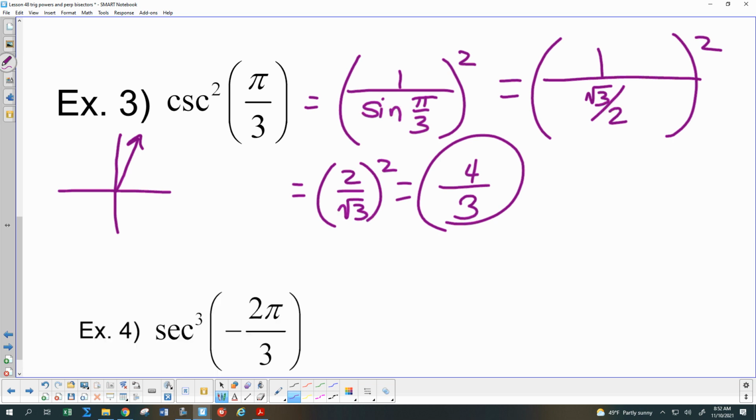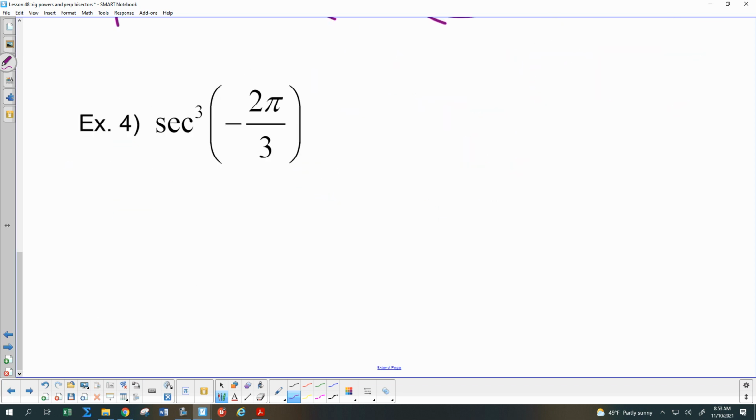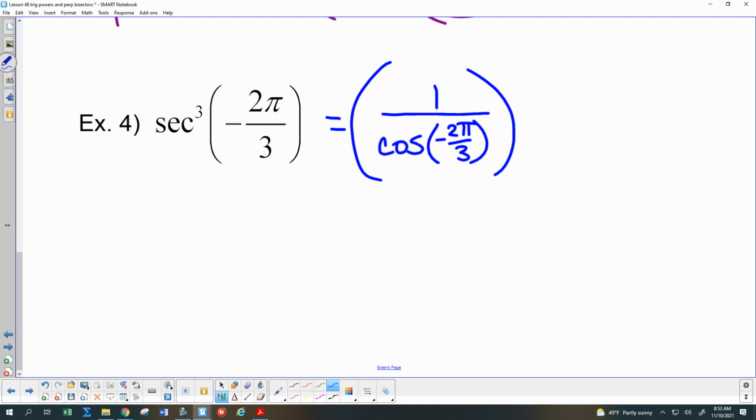Okay, one last one, and then we'll move on to those lines that we need to find for our second topic. So this time, secant is 1 over cosine. So I'm looking at 1 over the cosine of negative 2 pi over 3. And once I have that, I need to cube it. So minus 2 pi over 3, I'm going down. That will put me here in the third quadrant.